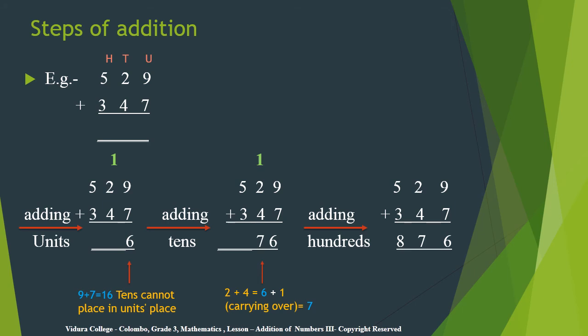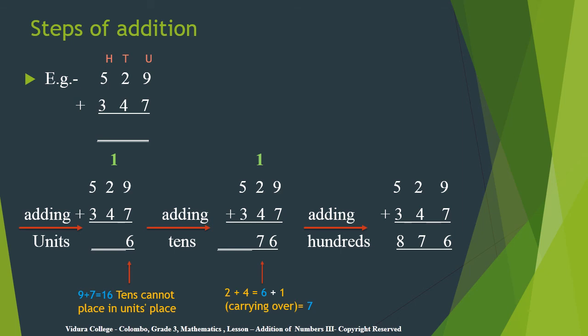First, you should add up the units place values. So when you add up the 2 units place values, which are 9 and 7, you will get 16 as the answer. But you can't write 16 in the units place. What you can do is you have to take 6 from 16 and write it under the units place value. And that 1 of 16 you can write it on top of the tens place. After writing on top of the tens place, you can add all the numbers in the tens place. So when you add up all the numbers in the tens place, you will get 7 as the final answer.